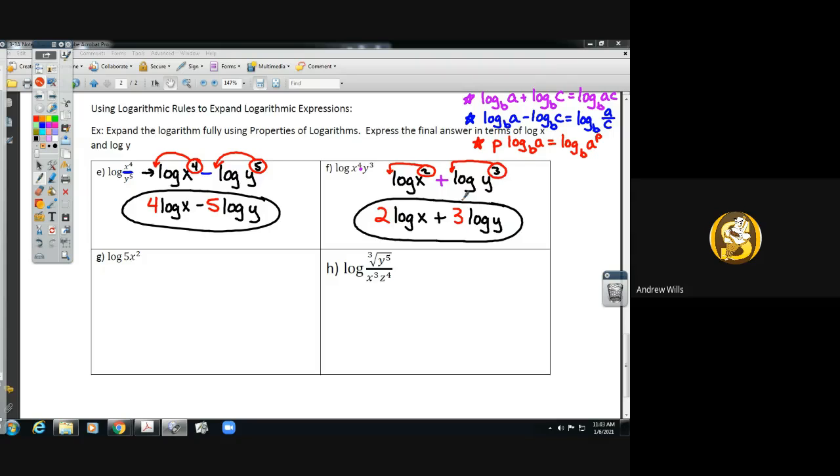Try those two examples. We'll go over them in about 90 seconds or so, about a minute and a half to try those. See if you can either get them or get stuck, and then we'll go through them together and see how we did.